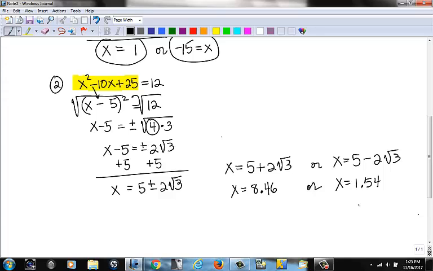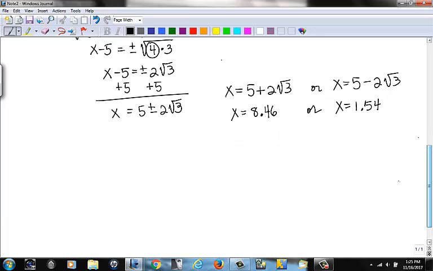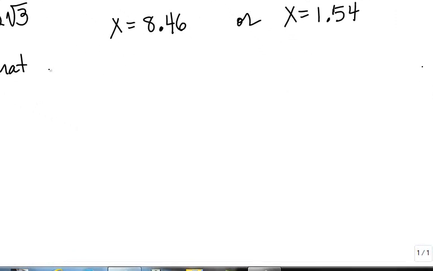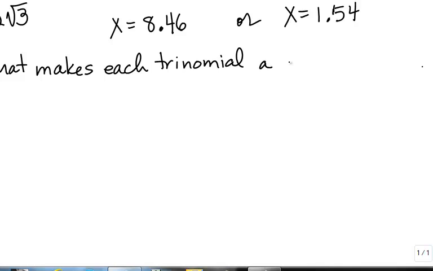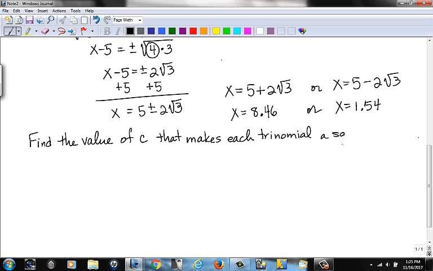So I want to see both the simplified radical form and the decimal form. Okay? On the next part, the next type of problem, they're going to change the directions and say find the value of C. Find the value of, and they're using the letter C, that makes each trinomial a square. We want a trinomial square.